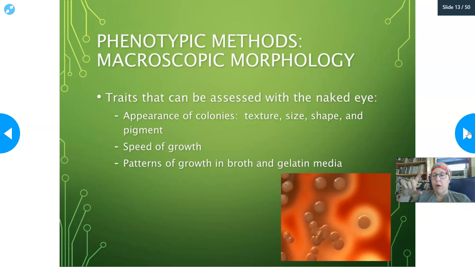So if you have it in broth, if you go back and look at the nutritional requirements and the air requirements, if it's an aerobe, it's going to be at the top of the broth. If it's an anaerobe, it's going to be at the bottom of the broth. If it's a facultative anaerobe, it's going to be all throughout the broth. So those are different patterns that can help you identify what it is.